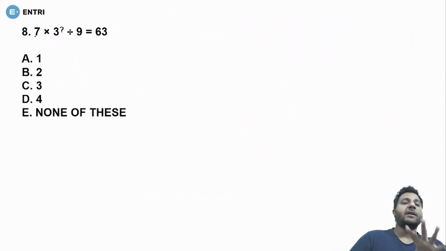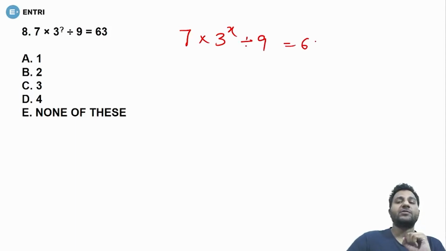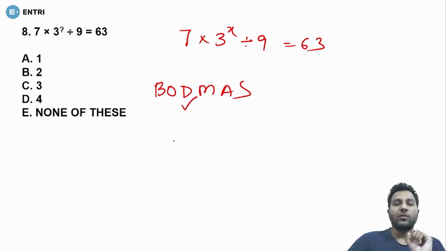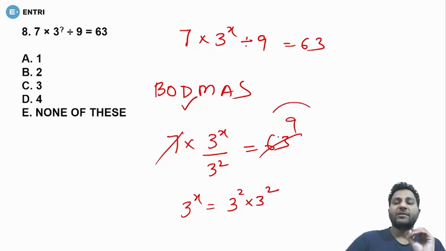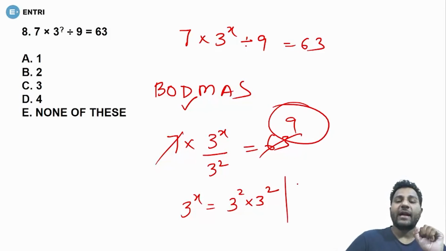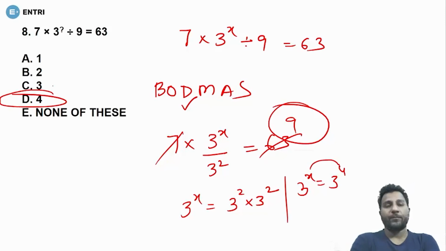Next one. Here you could look at that. 7 into 3 to the power x divided by 9 equals 63. Now what would you do? In BODMAS, you will clearly see that division comes first. So 3 to the power x divided by 3 to the power 2 equals 63. Now 7, 9. So 3 to the power x equals 3 to the power 2 into 3 to the power 2, because 9 equals 3 to the power 2. That means 3 to the power x equals 3 to the power 4. So x equals 4. We have figured out a question efficiently.